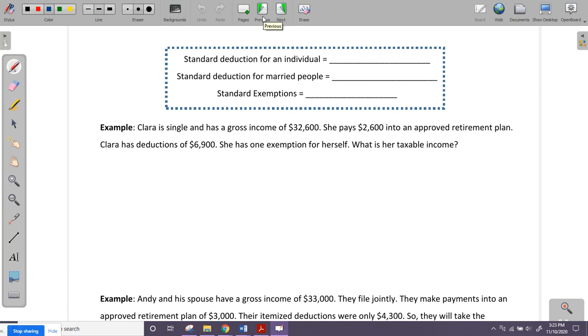So the standard deduction for an individual is going to be $4,700. The standard deduction for a married person is $7,800. And lastly, the standard exemption is $3,000, and this is per person.